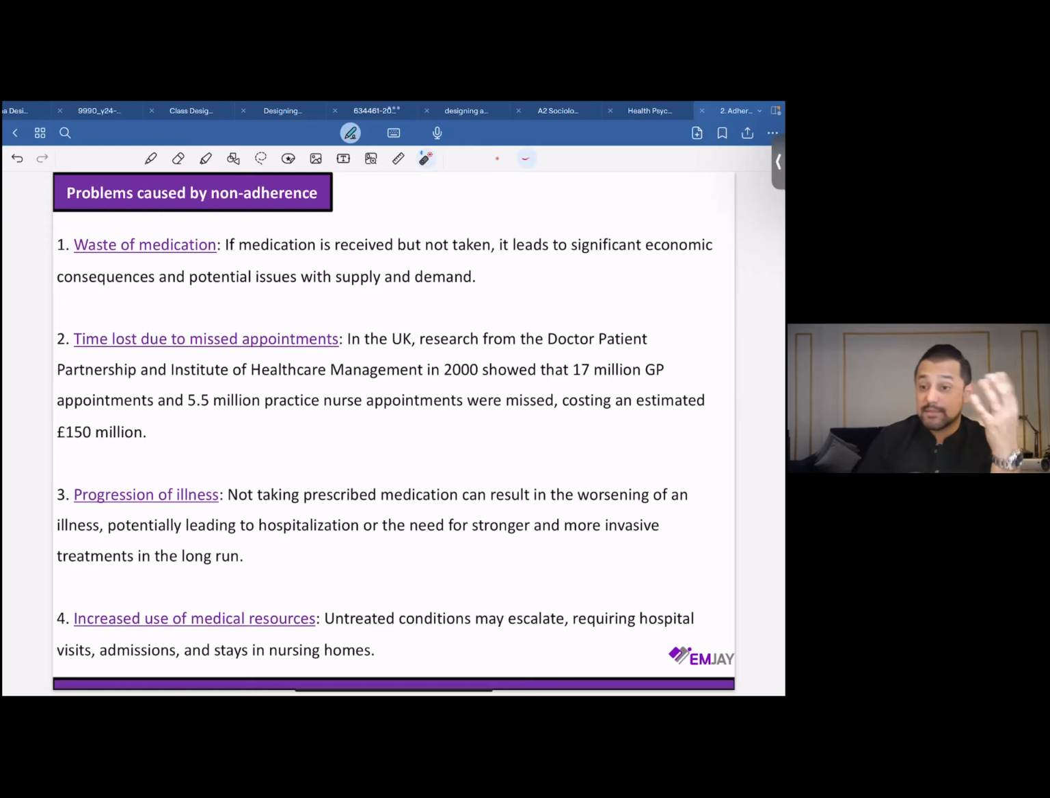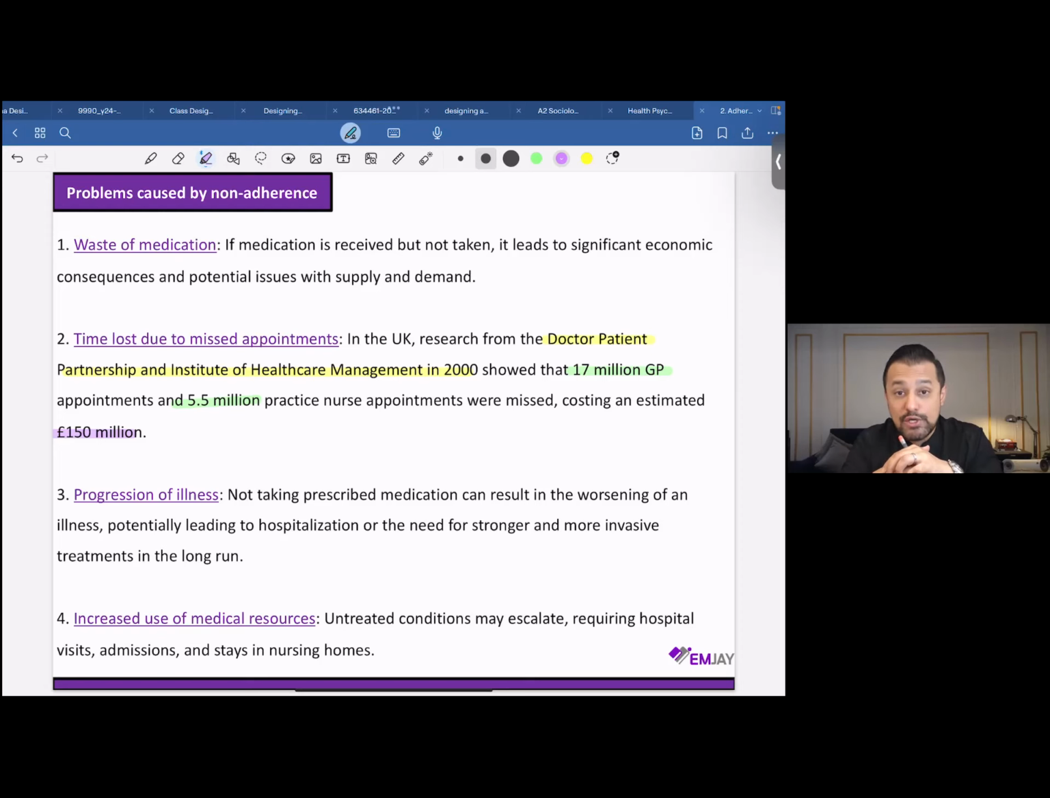Number two, time lost due to missed appointments. In the UK, research from the Doctor Patient Partnership and Institute of Healthcare Management in 2000 showed that 17 million GP appointments and 5.5 million practice nurse appointments were missed, costing an estimated 150 million pounds. That's quite a number. What we are talking about is the time lost by the practitioners of the healthcare facility due to appointments being missed.